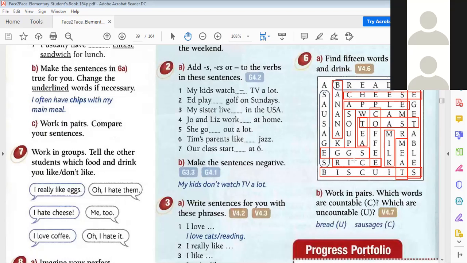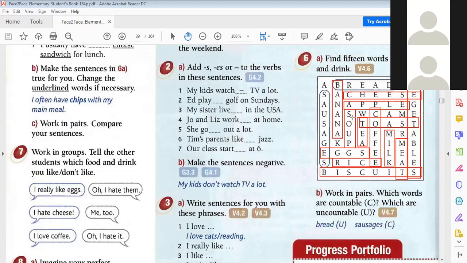Rice. Uncountable. Biscuits. Countable. Sausages. Countable. Banana. Countable. You can say, I have 1 banana. I have 2 bananas. My father's got 3 bananas in the car. So we can use bananas. Soup. Yes.